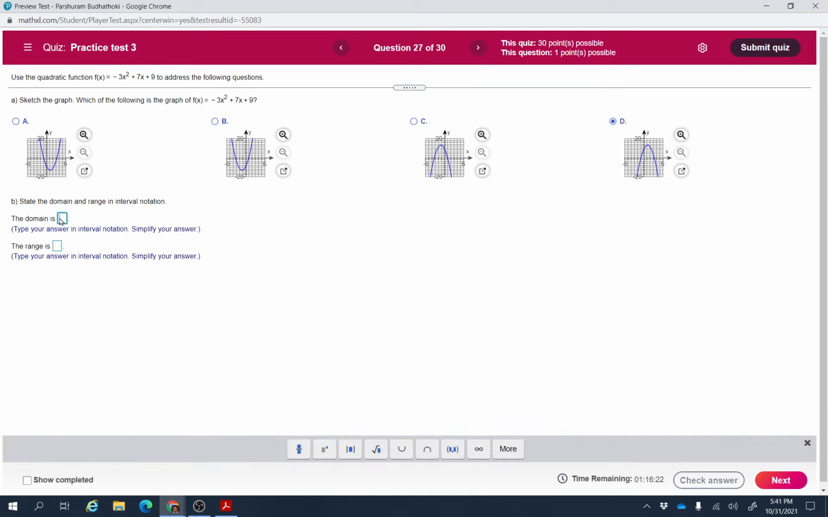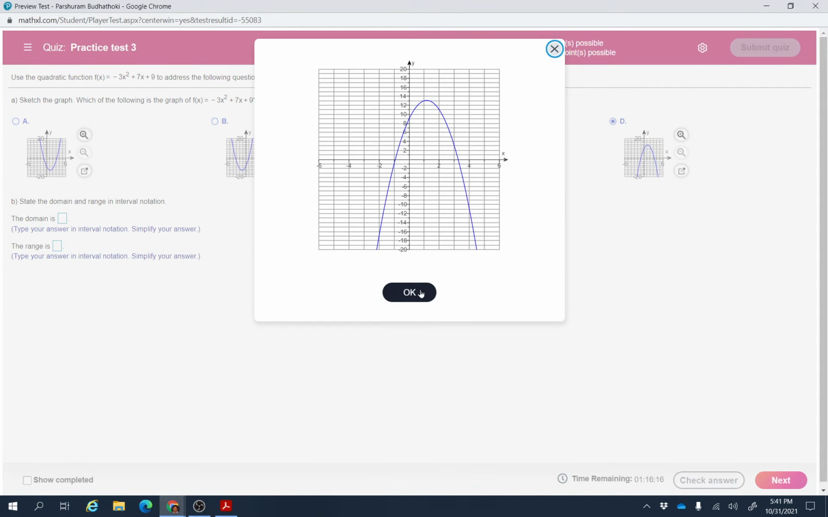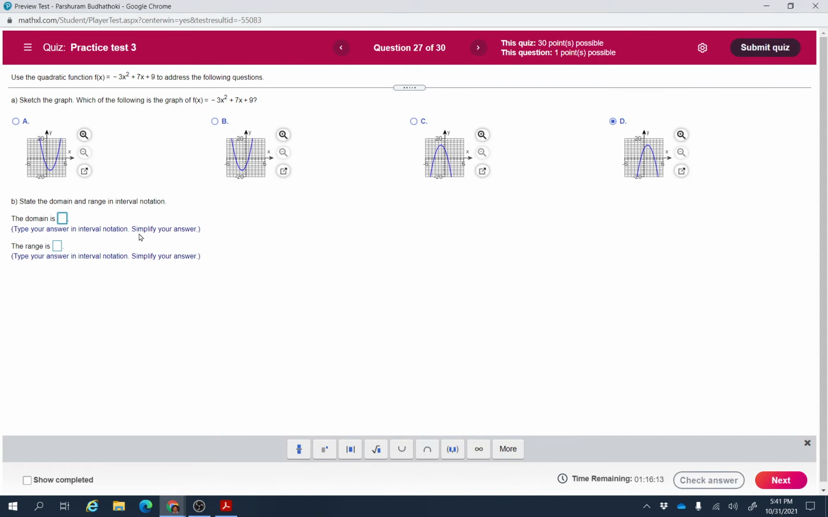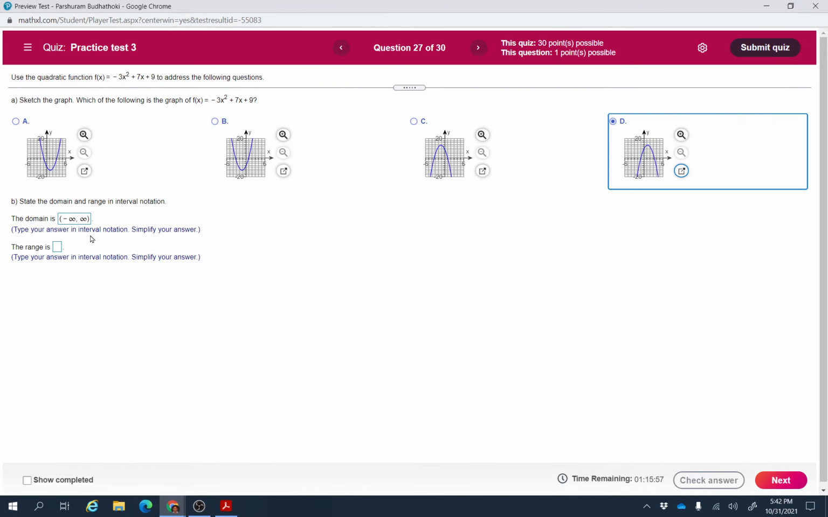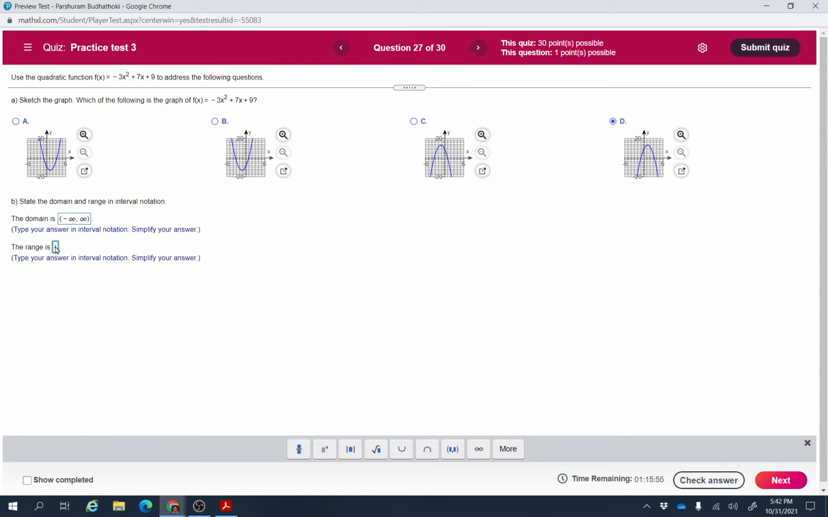Okay, so what is the domain? After looking at this graph, we can find the domain. The domain is all real numbers, from negative infinity to positive infinity. And what is the range? Because it's concave downward, the range is everything from the bottom up to this point, which is positive 13. So the range is from negative infinity to positive 13, including positive 13.